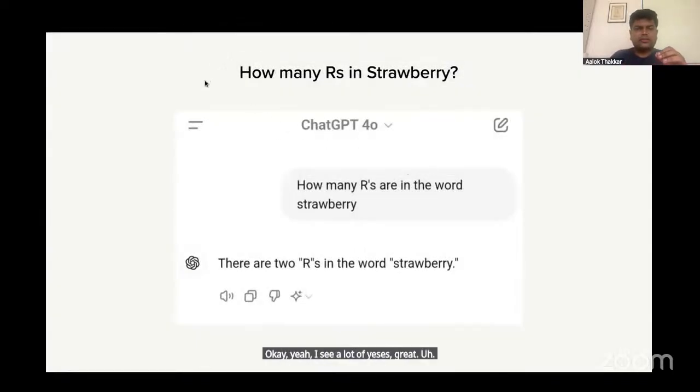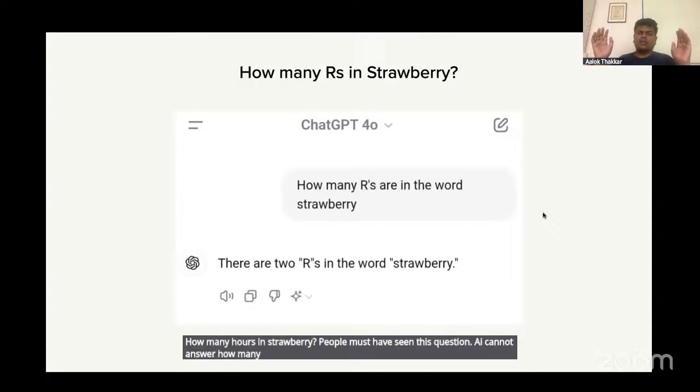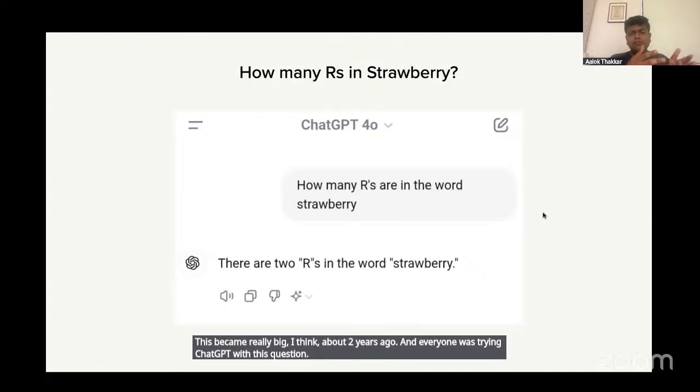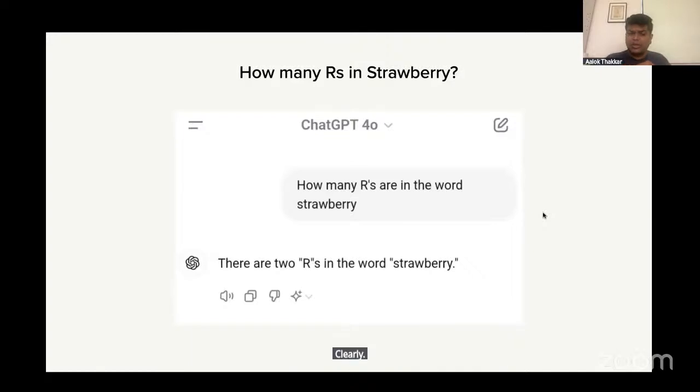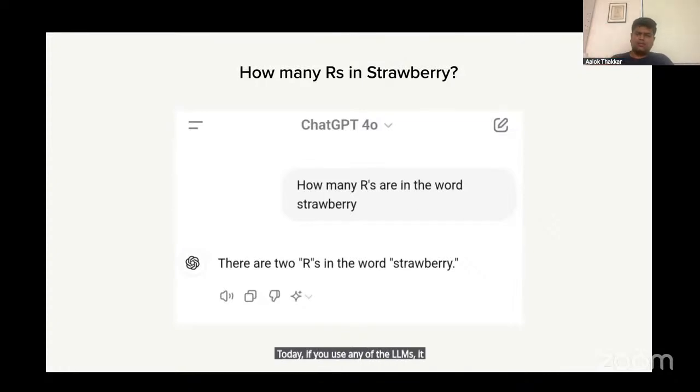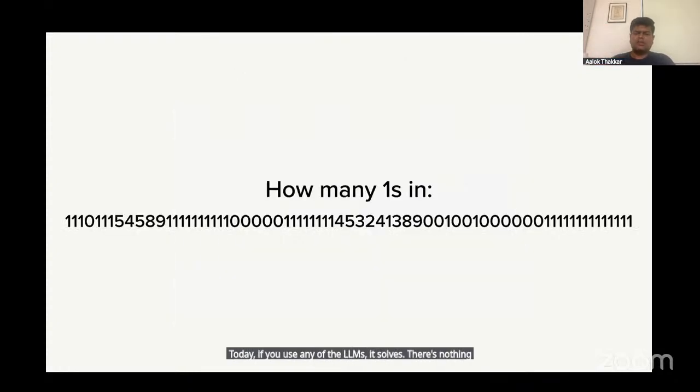Whenever someone looks at what the limitations of AI are, there's a standard question: how many R's in strawberry? People must have seen this question. AI cannot answer how many R's are there in the word strawberry. This became really big, I think, about 2 years ago, and everyone was trying ChatGPT with this question. Clearly, there are 3 R's in strawberry, but most LLMs were failing at such a simple question. Today, if you use any of the LLMs, it's solved. It can easily tell you how many R's are there in strawberry.